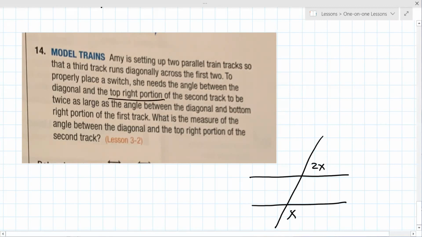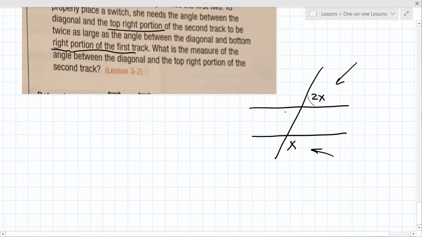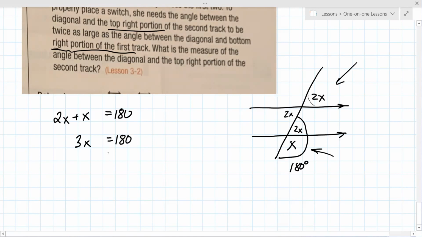Top right portion is this one, and bottom right portion is down here. This one has to be twice as large. So we can start moving this. 2x really goes there because these are parallel. So we know that 2x plus x has to equal 180. These two angles right here are 180 degrees. So we have 3x equals 180, x equals 60, and then this time it's not asking for x.